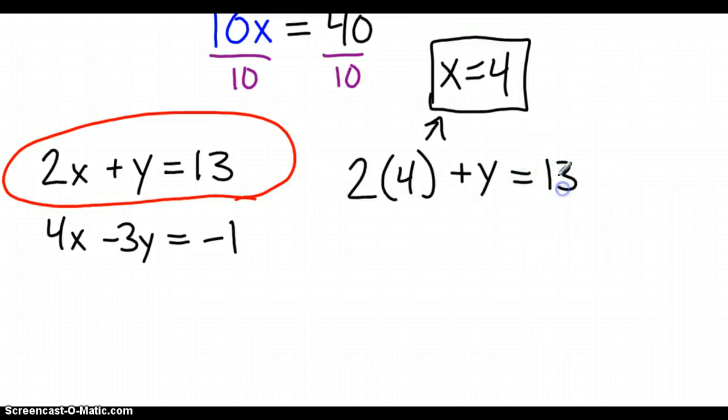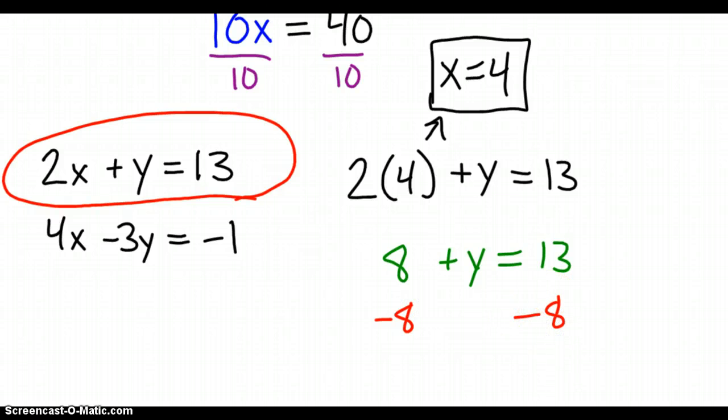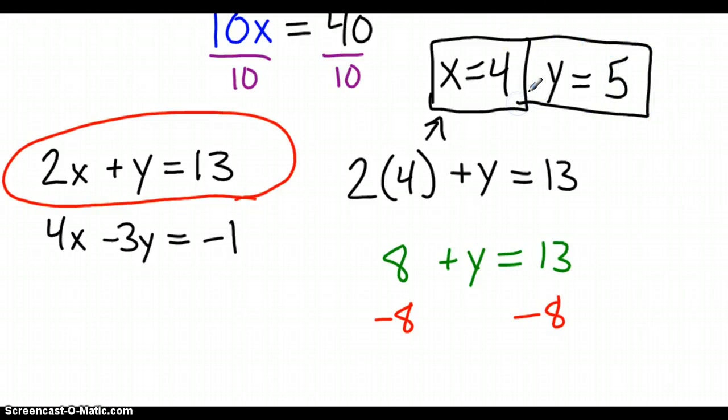Alright, so as we continue on here, we'll see that we have an 8 plus y is equal to 13. So once I subtract this 8 from both sides, we get that our x is equal to 4, and our y is equal to 5. So we have just successfully solved this system of equations with substitution.